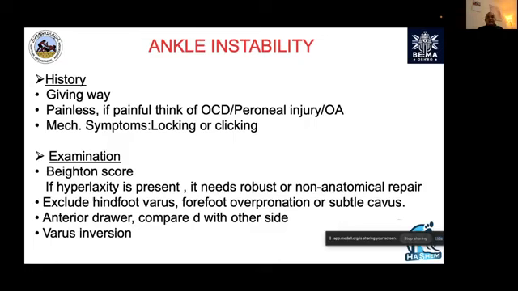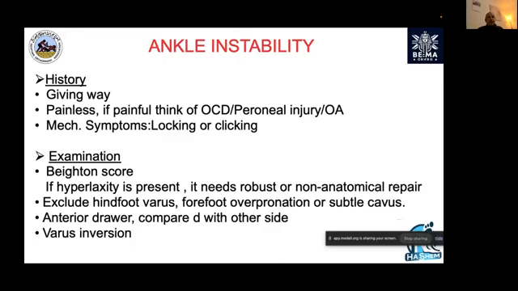Sometimes it's just painless, and this is commonly seen in patients with hypermobility. If it becomes painful, you need to think about whether something is injured, especially an osteochondral lesion. Maybe the patient has a peroneal injury or has osteoarthritis from recurrent instability and recurrent injuries. So ankle instability in its nature is painless. If it becomes painful, think about getting an MRI scan. Think about an osteochondral lesion, peroneal injury, or osteoarthritis.